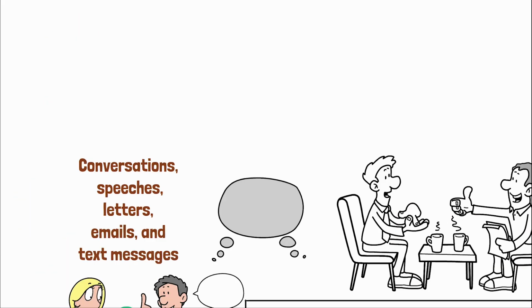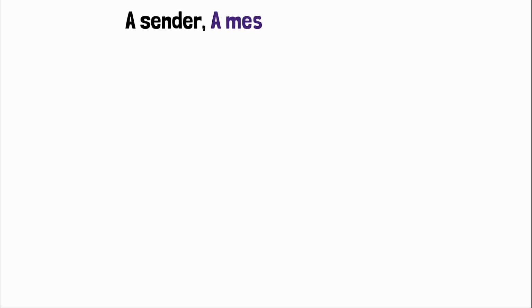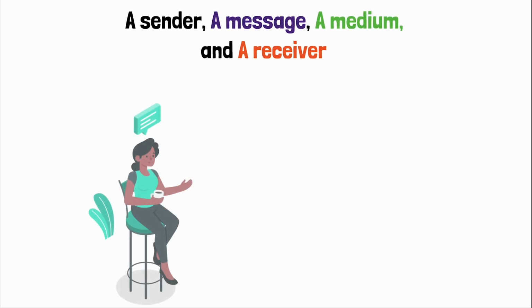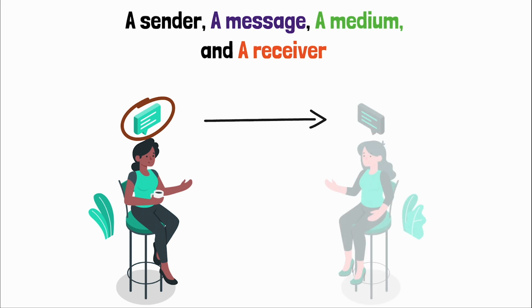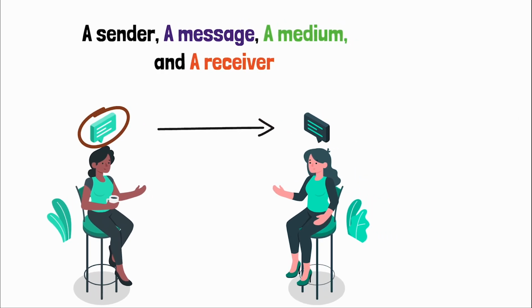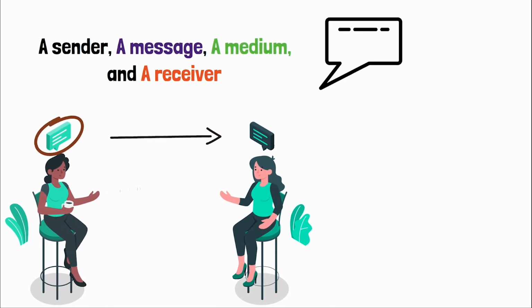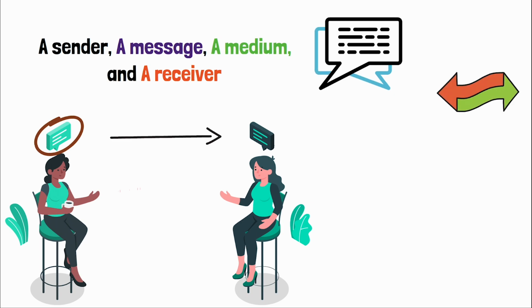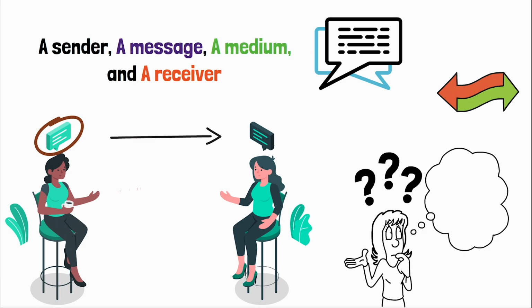Furthermore, communication involves a sender, a message, a medium, and a receiver. The sender is the individual or entity initiating the communication. The message is the content being conveyed. The medium is the channel or method used to transmit the message. And the receiver is the intended recipient who interprets the message. Effective communication hinges on the clarity of the message, the appropriateness of the medium, and the receiver's ability to understand and respond to the message.